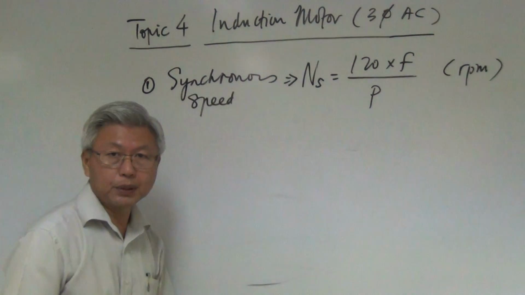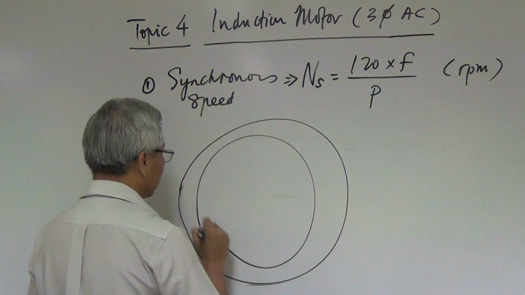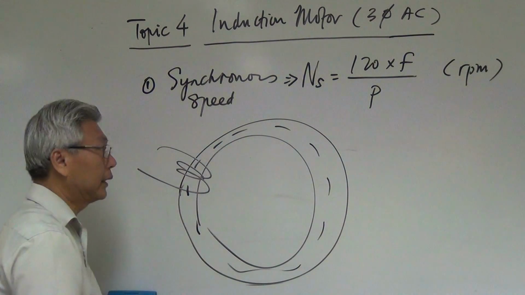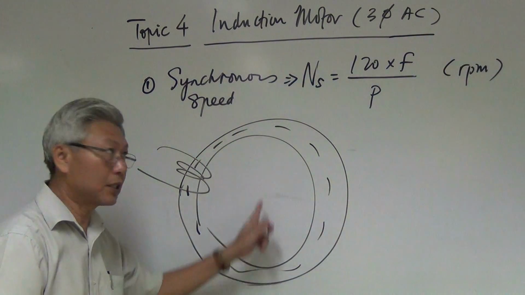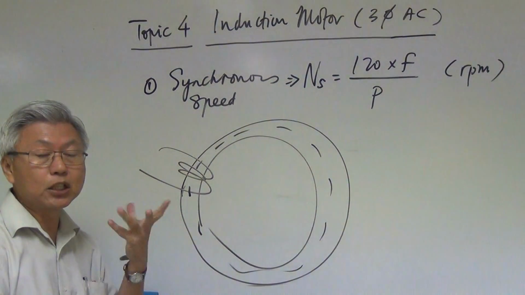Now, what is synchronous speed? Remember just now I said about the magnetic flux that travels around in the stator. The speed of this magnetic flux is called synchronous speed. So in other words, synchronous speed is the speed that you cannot see, your human eyes cannot see.